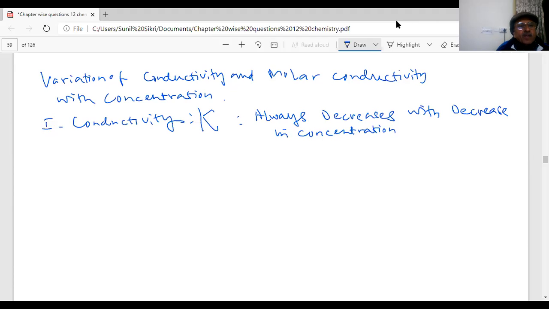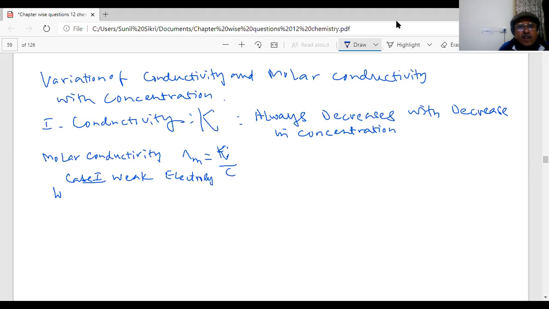But we have seen that molar conductivity is inversely proportional to concentration. What formula did we give you for molar conductivity? Kappa by C, inversely proportional to concentration. But there are two factors. The change in concentration is more pronounced than the change in conductivity, students. Therefore, what will happen? There are two cases. Case 1, weak electrolytes.